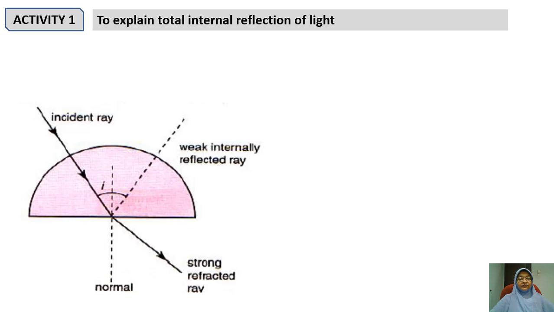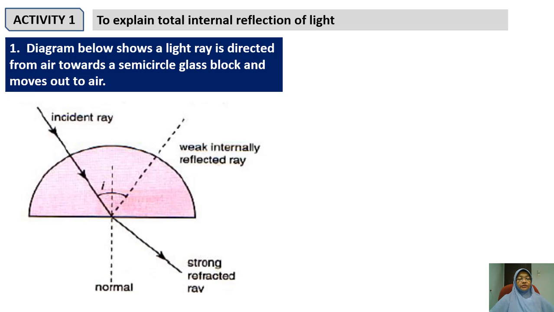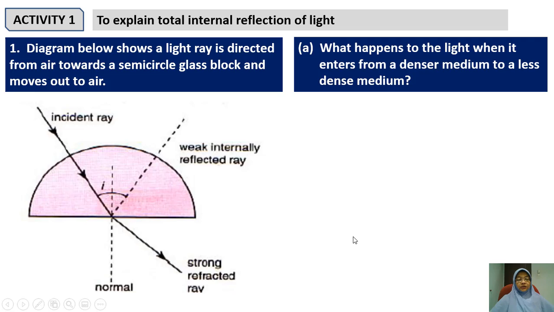Let's begin with Activity 1 to explain total internal reflection of light. The diagram below shows a light ray directed from air towards a semicircle glass block and moving out to air. What happens to the light when it enters from a denser medium to a less dense medium? So the incident ray, from a denser medium to a less dense medium, will refract away from the normal line.